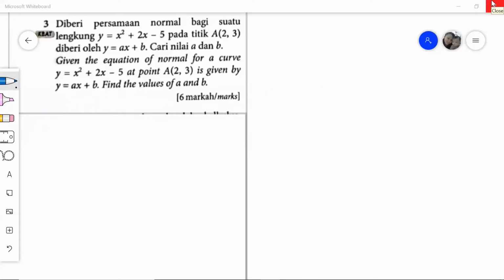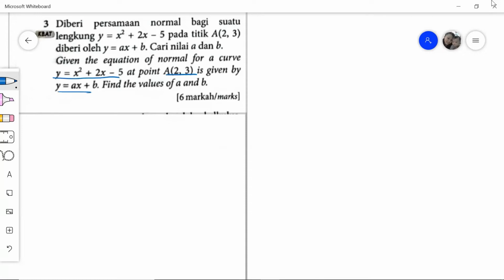Hi everyone, this is Praktis Sumatif, paper 2, question number 3. So we are given the equation of normal for a curve at point A is given by this. So let's just fill in the information in the diagram because there's so much information given here.